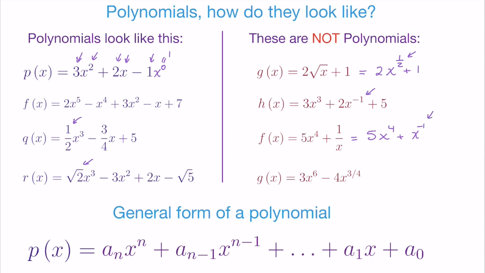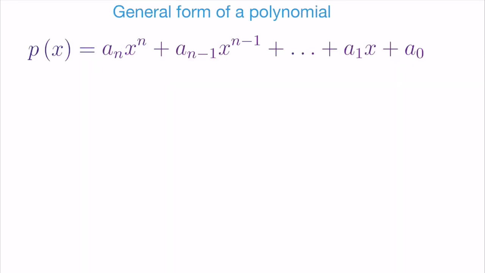Actually, any function that has a denominator and the variable in the denominator is not going to be a polynomial. Those are going to be rational functions. G of x again is not a polynomial because the power of x here is a rational number. It's not an integer. We write a polynomial in general like this. Let's see how this looks in an example.